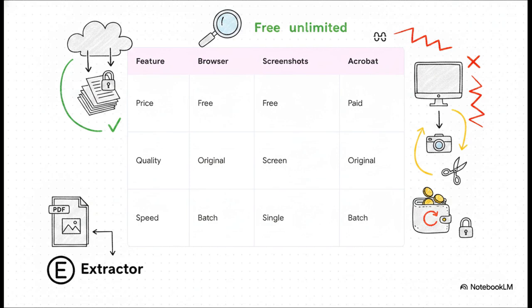When you put all your options side by side, the browser extractor is just clearly superior. It gives you original quality, batch downloading, and local privacy, all for free. Screenshots? Sure, they might be free, but you're limited to your screen's resolution and forced to do it painstakingly one by one. And while Adobe Acrobat definitely offers original quality and batch processing, it requires a pretty expensive subscription. The browser extractor just entirely removes both the friction and the cost.